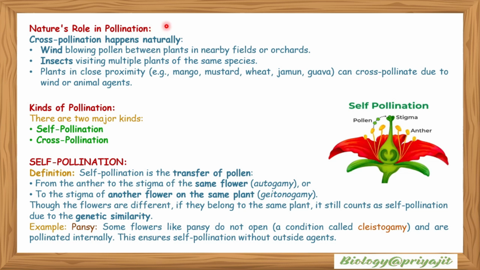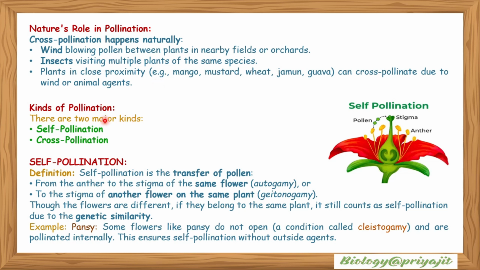Nature's role in pollination. Cross pollination happens naturally. Wind blows pollen between plants in nearby fields or orchards, and insects visit multiple plants of the same species. Plants in close proximity like mango, mustard, wheat, jamun, guava can cross pollinate due to wind or animal agents.